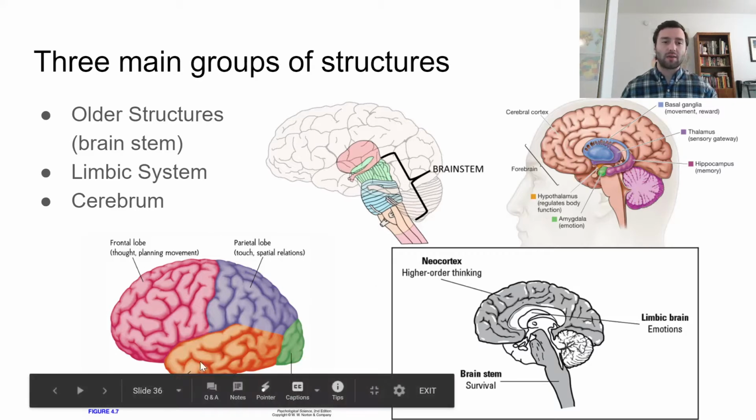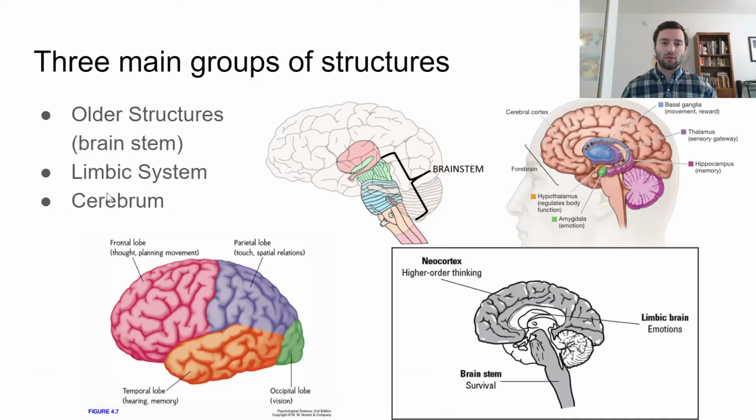And the last part we're going to talk about is this outer piece right here, which is the cerebrum, which is what we usually think of when we think of the brain, right? It looks like this. This is the outermost layer. So again, we're going from the oldest, evolutionarily speaking, into the newest.